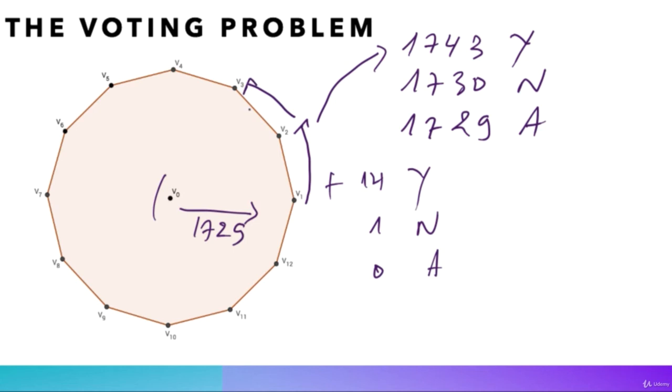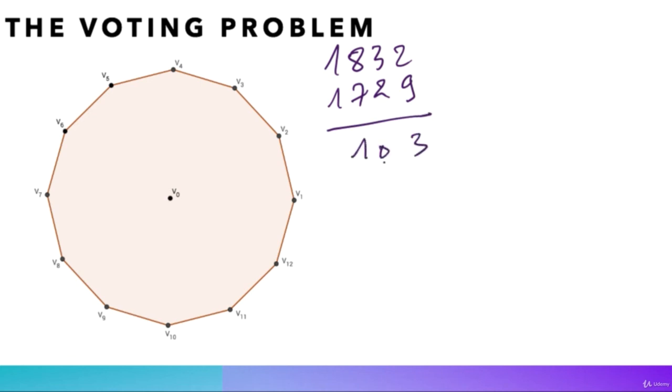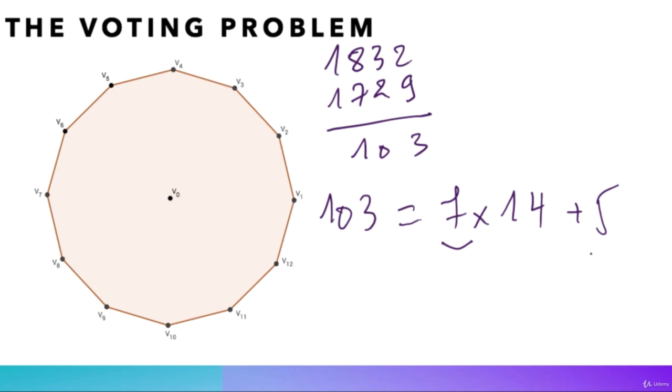They continue until V12 gives a number to V0, who adds a number for his own vote. Let's say the final sum is 1832. The president subtracts the secret number 1729 from 1832 and gets 103. By the division with remainder algorithm, we get that 103 is 7 times 14 plus 5. V0 announces then that 7 people voted yes, 5 people voted no, and 1 abstention, because 7 plus 5 is 12 and the total number of voters is 13.